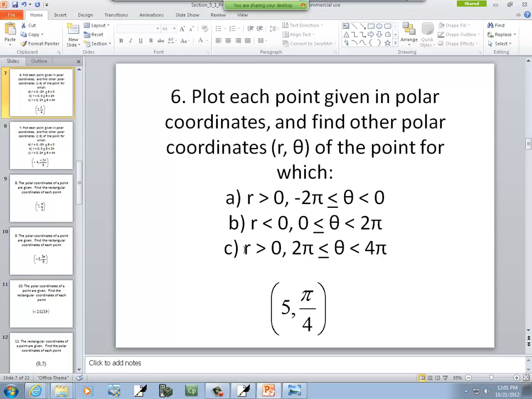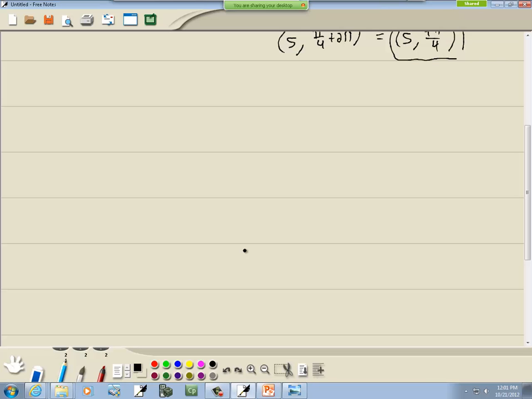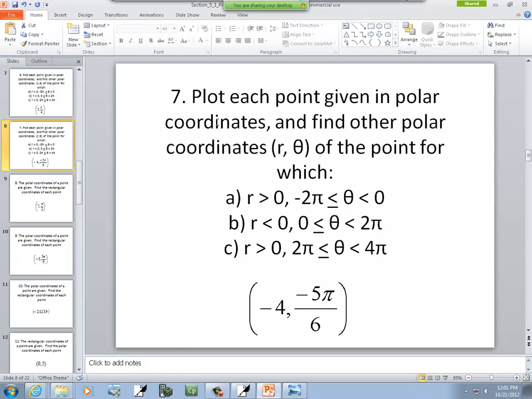Let's look at another one of those. Okay, so we're given negative 4 and negative 5 pi over 6. Let's first plot this and see what it looks like.